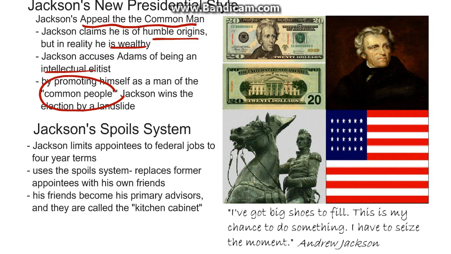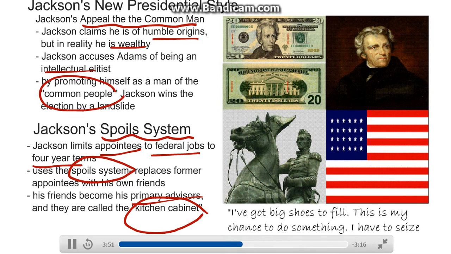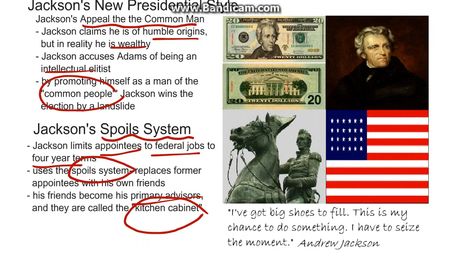Once Jackson becomes president, he initiates something called the spoils system. He limits appointees to federal jobs for 4-year terms, and he uses the spoils system to replace former appointees with his own friends. His friends become his primary advisors, and they were called the kitchen cabinet because of how familiar they were with Jackson. They were his friends, and they came in through the kitchen door in the White House.